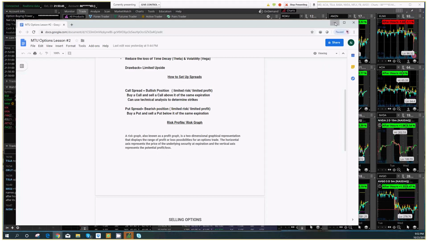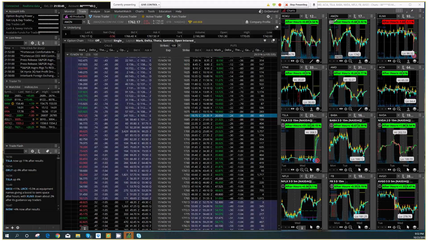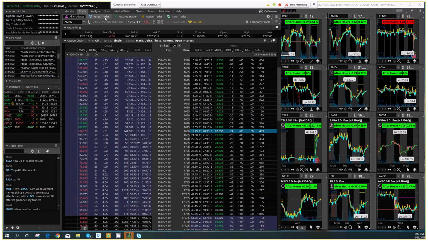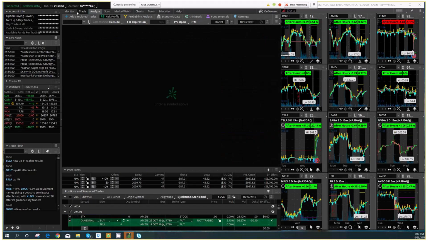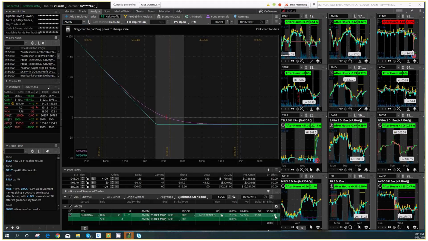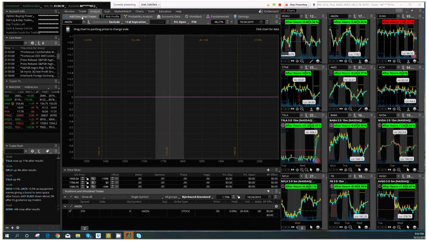If you have Thinkorswim, it's under Analyze where you can get these, and there's a risk profile here. Now, if you have a different broker or platform, I'm sure they have a risk graph or risk profile somewhere. So let's enter Amazon here. Let me get rid of these simulated trades. Okay, so let's start from scratch.